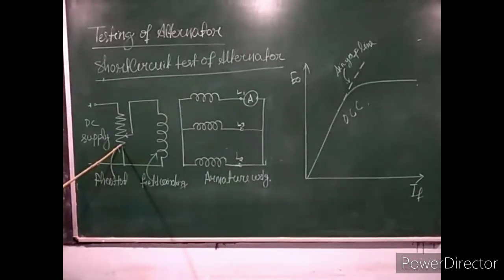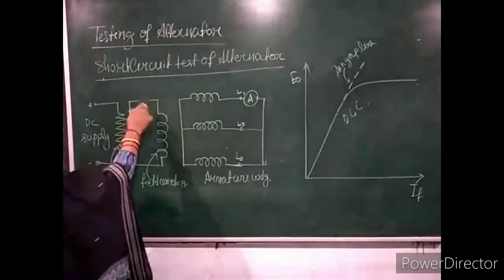The machine is run at synchronous speed. The field is excited by a DC supply. Here you excite the field and raise its current by varying this rheostat from 0 to 150 to 200% of full load current. And here you also connect one ammeter.